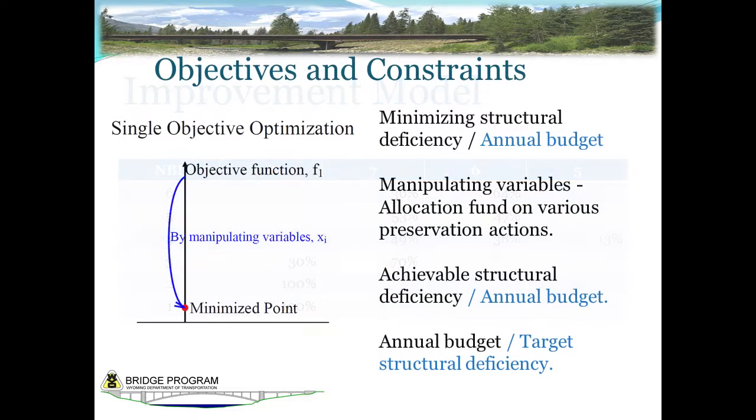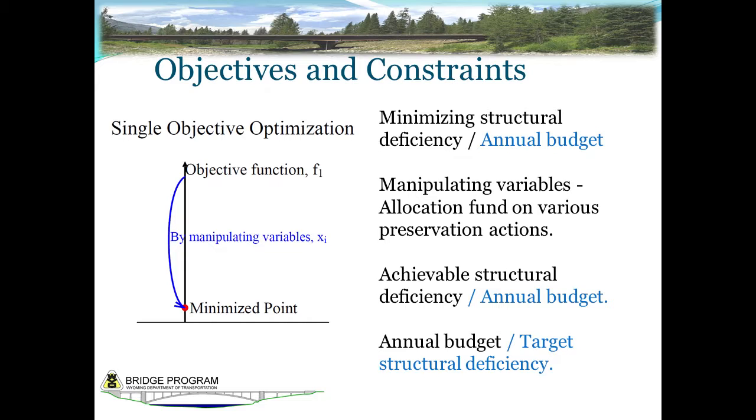The other piece for the optimization is the objectives and constraint. The left side figure shows the single objective optimization. The left y-axis represents the objectives, for example, minimizing structural deficiency. By manipulating the optimization variable, meaning the optimization tries to allocate the funds on various preservation actions, we get to the minimized point, which is the achievable structural deficiency.